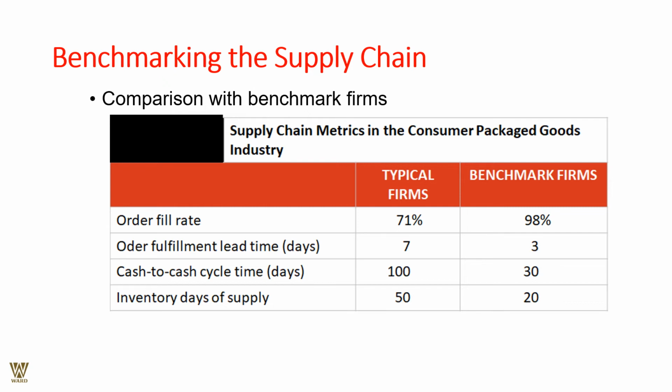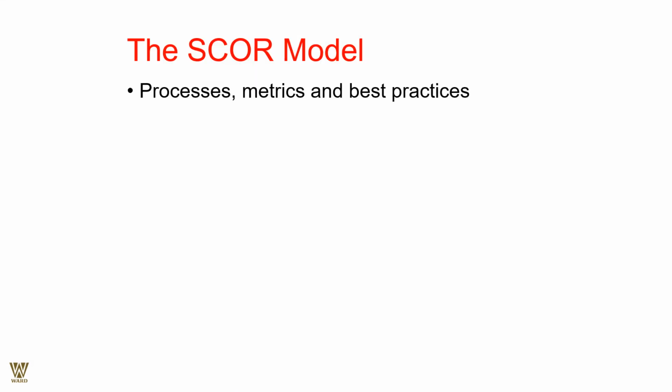Cash to cash cycle will be 100 days. It will be less than a month for benchmark firms, and inventory days of supply will be 50 for typical firms and 20 for a benchmark firm. And look at how sustainable it is, how relevant it is. In the case of order fill rate, order fulfillment or lead times, cash to cash cycle, inventory days, and so on and so forth are taken into consideration.